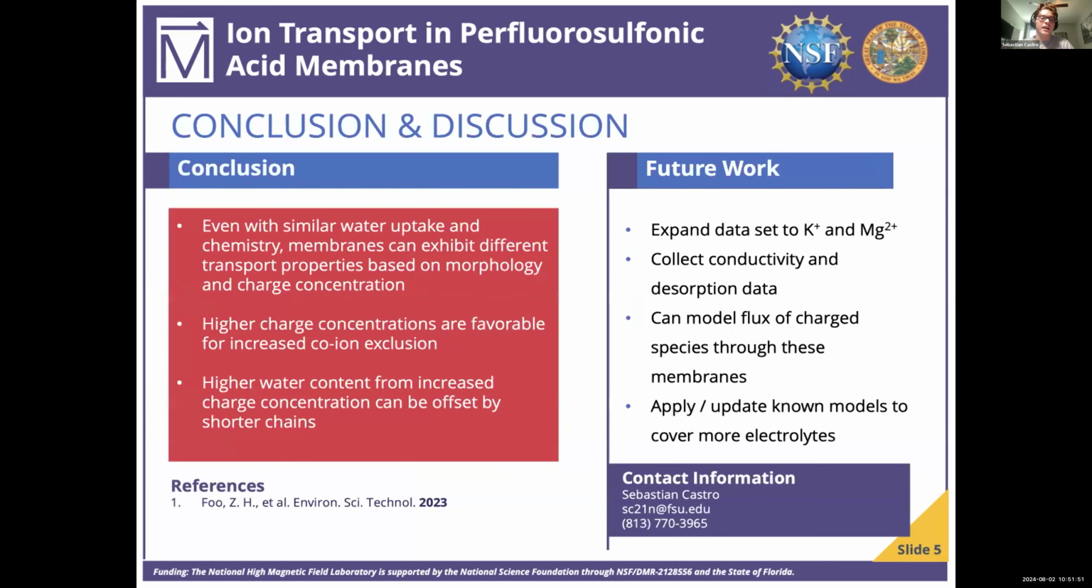In conclusion, to summarize what I said, with similar water uptake and chemistry, we see that the membranes can exhibit different transport properties based on just morphology and charge concentration. Again, higher charge concentrations are favorable to increase that co-ion exclusion, and the higher water content from increased charge concentration can be offset by shorter side chain lengths.